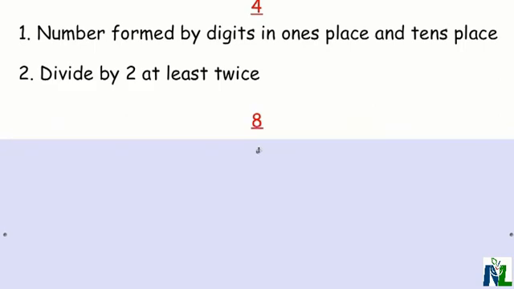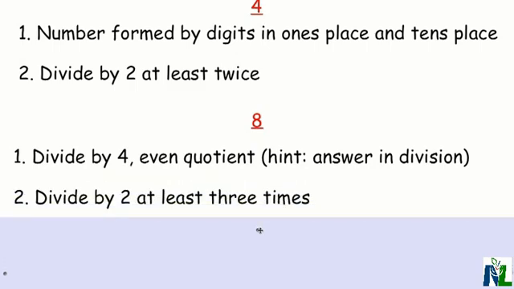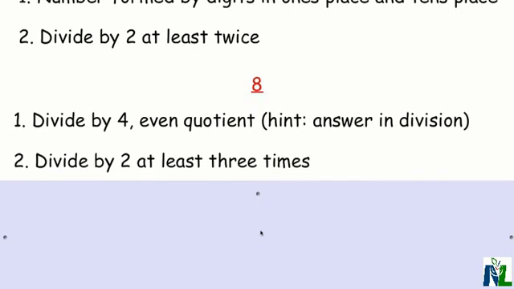To check for divisibility by 8, again we have a few options. We can divide by 4 and look for an even quotient. Remember that quotient is the word we use for the answer in division. Next, we can divide by 2 at least 3 times.